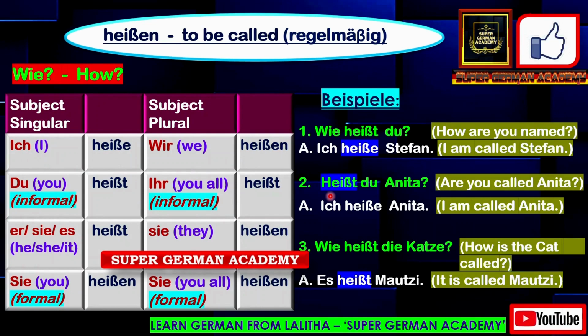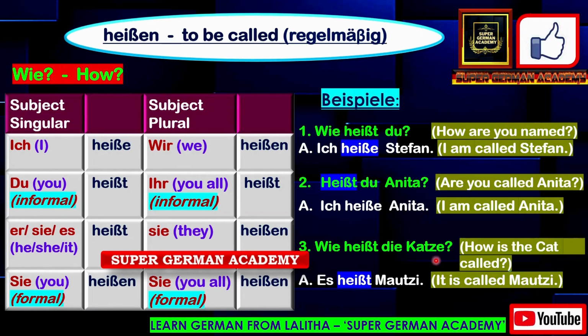Second question. Suppose you know the other person's name and you want to confirm, suppose her name is Anita. So how do you ask in English? Is your name Anita? So in German, since the conjugation for du is heißt, you will ask as heißt du Anita? It means are you called Anita? Then she says, Ich heiße Anita. I'm called Anita. If you want to say yes, I'm called Anita, for yes you can say ja. Ja, ich heiße Anita. It means I'm called Anita.